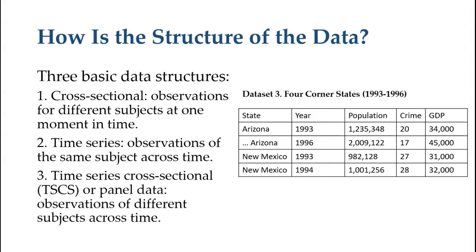And finally, you have the most common type of data that you usually have, time series cross-sectional, or panel data. In this case, you have observations of different subjects across time. Notice that you have, for instance, Arizona 1993, Arizona 1994, Arizona 1996, and later you have New Mexico 1993, and so on and so forth. When you have this kind of structure, your unit of analysis is not Arizona. It's not the year. It's both. It's the state-year level.